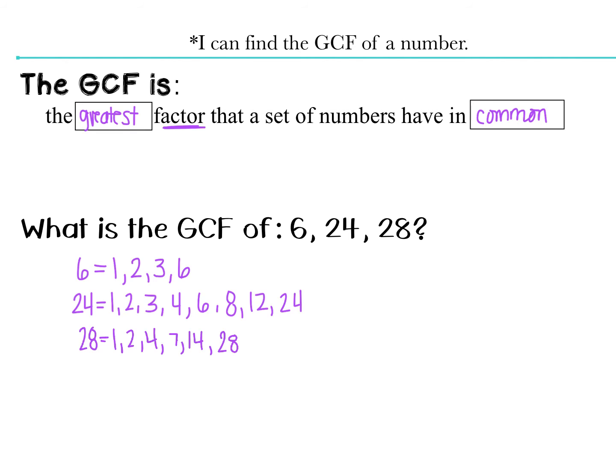So when I look at what they have in common, they all share a 1, they all share a 2, they don't all share a 3, they don't all share a 4, and they don't all share a 6. And 6 is the largest factor of 6, so I can't pay any attention to any of the other factors because it's the greatest common. It's the one that they all have in common. So the GCF of 6, 24, and 28 is going to be 2. That is the largest factor that they all have in common.